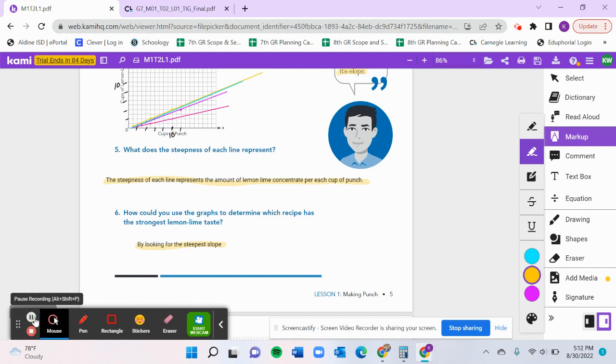In summary, ratios and unit rate ratios with fractions can apply to real-world problem situations. And tables and graphs can be used to compare unit rates and interpret real-world problem situations.